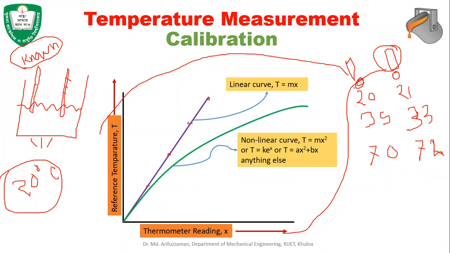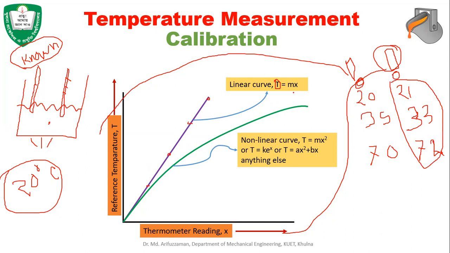That means the reference thermometer also shows zero, and it shows zero. But the problem is at the higher temperatures. In that case, you need to do linear curve fitting, where T is the actual temperature of that bath, M is the slope of that linear regression, and X is the reading of the thermometer that we want to calibrate.